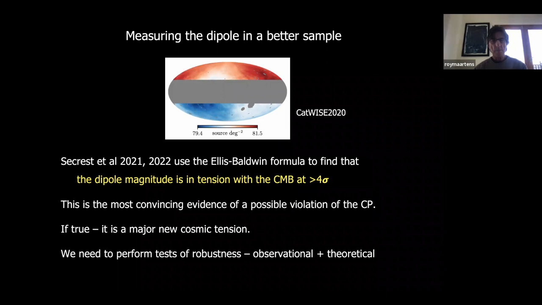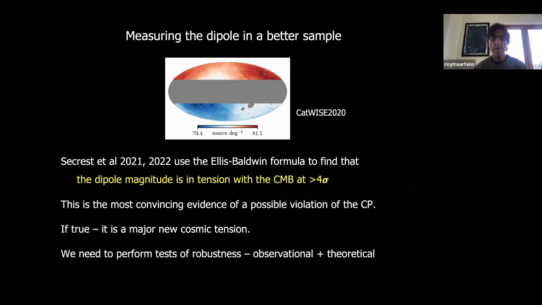If this is confirmed, if this is a true violation, it will be a major new cosmic tension. Very difficult to see a way out of such a tension. Similarly with the Hubble tension, it's very difficult to see a way out of the Hubble tension. This one may be even worse, who knows, if it's verified. But my claim is that this has not yet been verified.